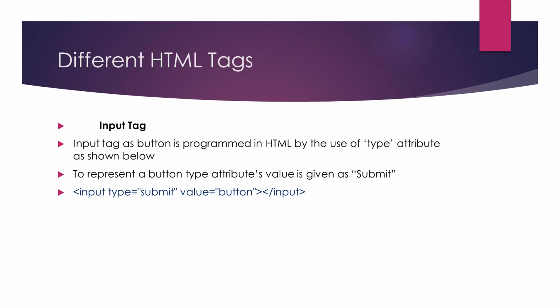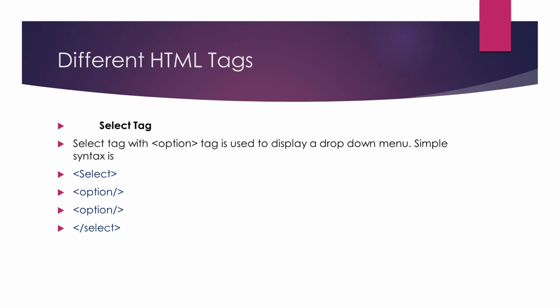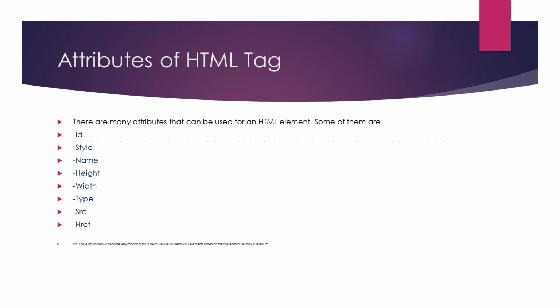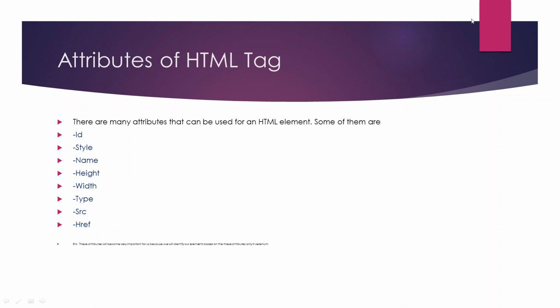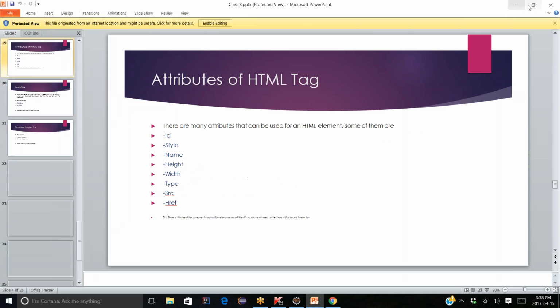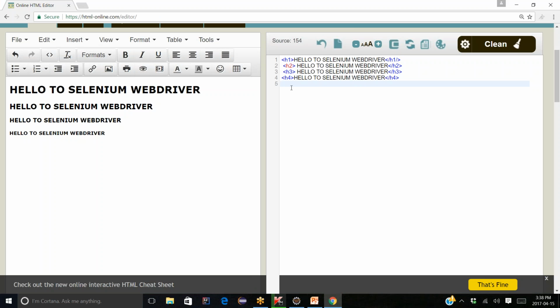Input tags. With the input tag, we can use the submit button. Whatever you write, you can use there. Input tags for text. Next, select tags, select options. Now attributes of the HTML tags: ID, style, name, height, width, type, source, href, everything we are going to use right now. Next, locators. Let me complete this up to here. I think you understand it. Let me show an example. All these slides, I'll show an example here itself, whatever we discussed.